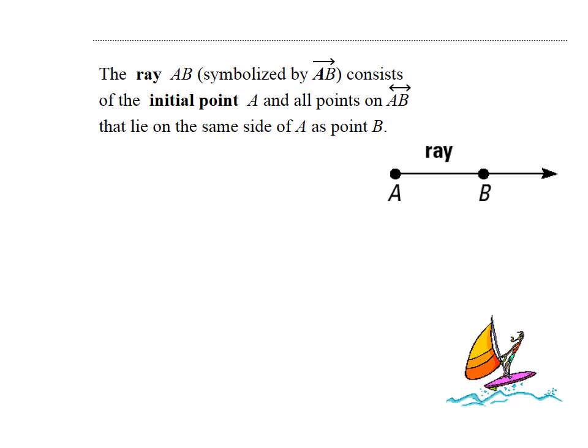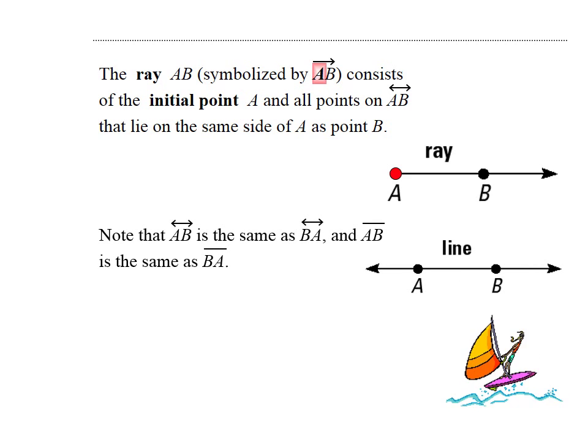Now the ray, it's symbolized by just an arrow. It consists of an initial point. That initial point in this case is A. Notice it starts the ray in the symbol, and it also starts the ray in the picture. This is saying that it's starting at A and passing through B but continues forever.